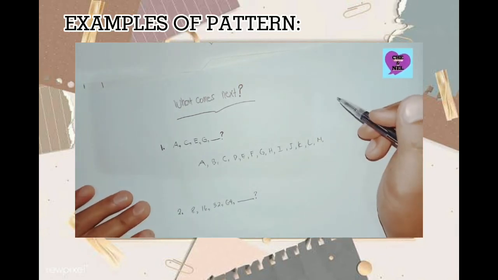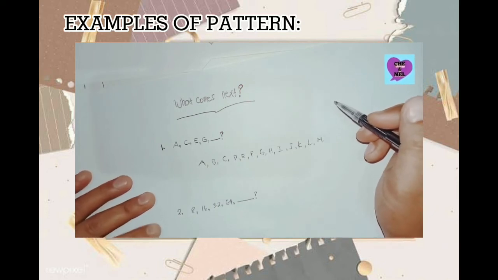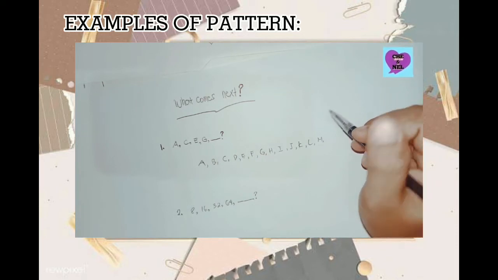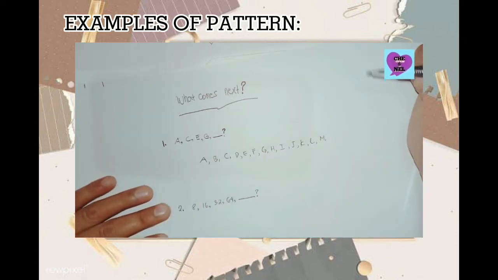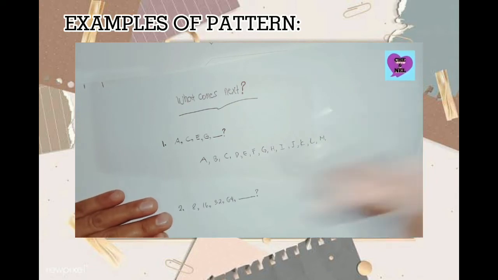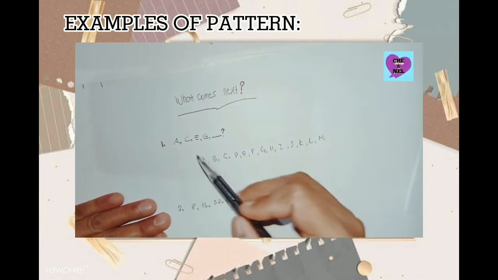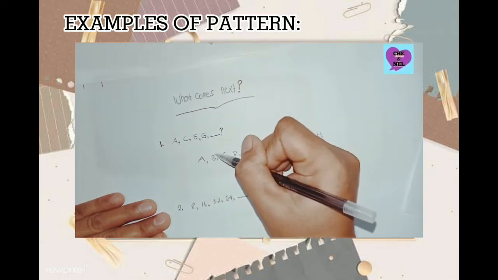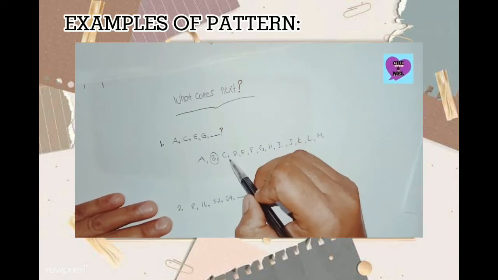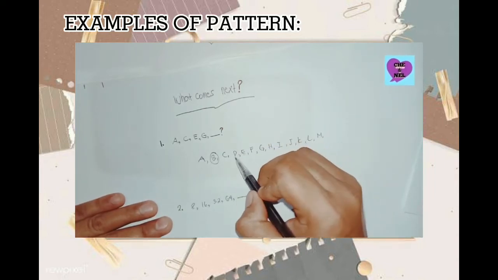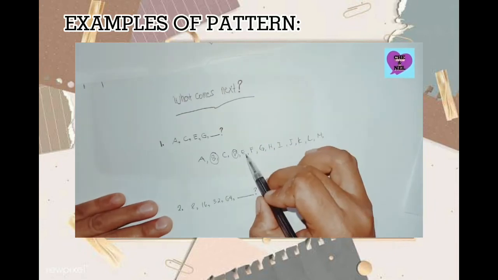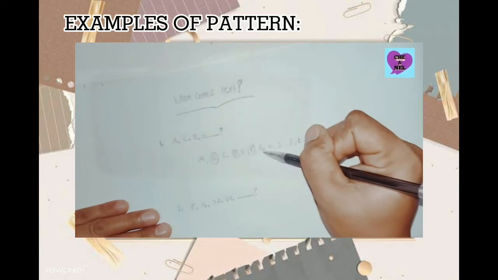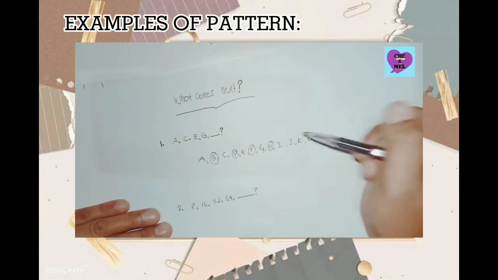So now let us try to figure out the placement of the alphabet, or the gaps of the alphabet. So we have here, from A to C, letter B as our center. From C to E, we have D as our center. From E to G, we have F as our center. Then G to I, we have H as our center.